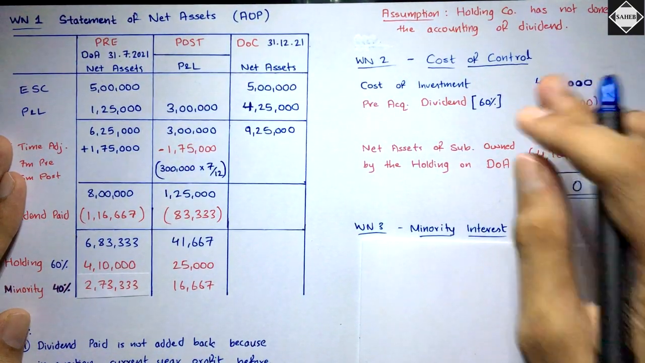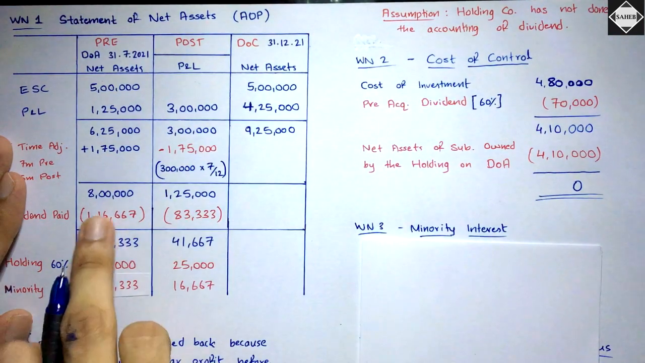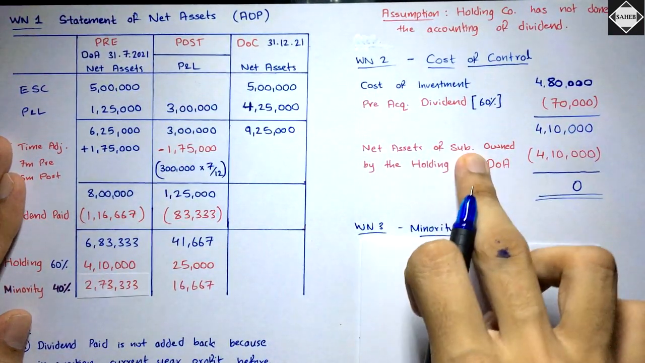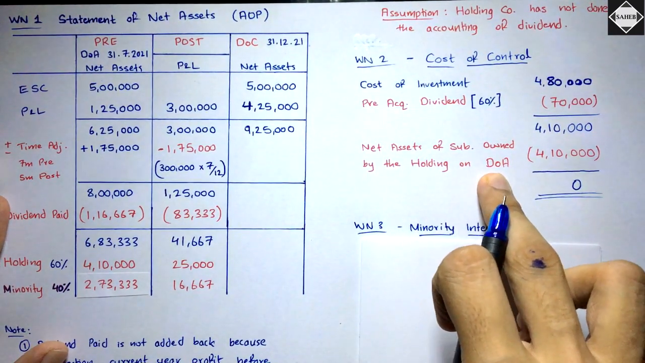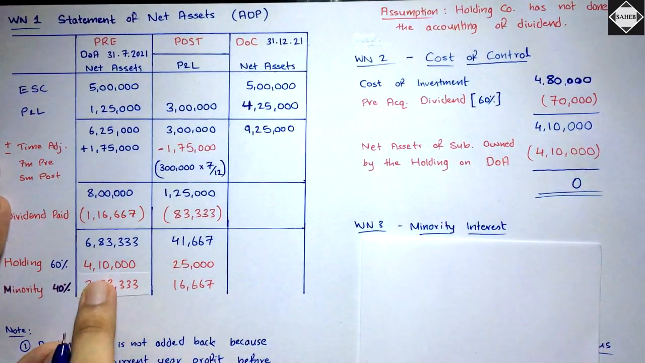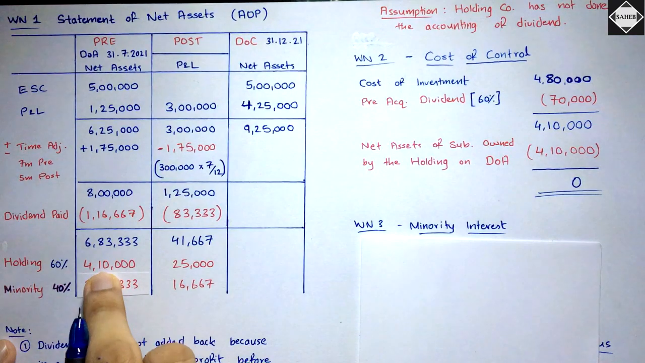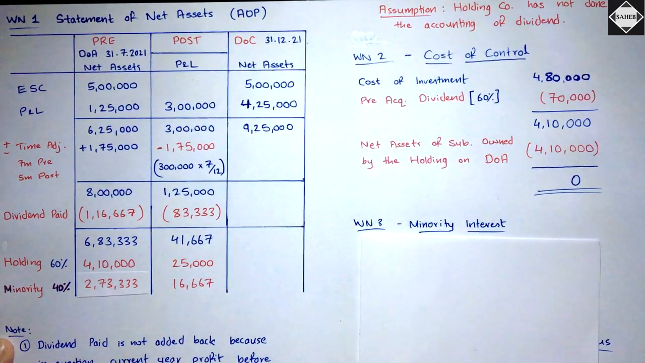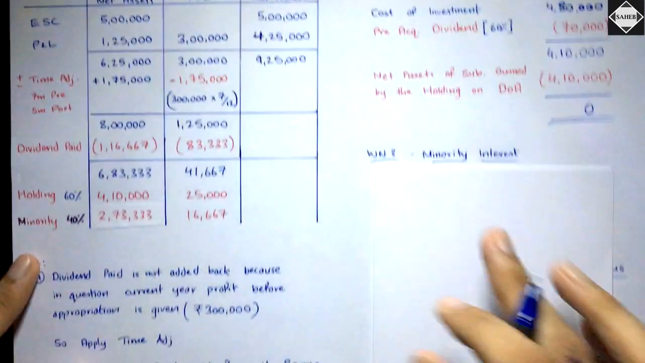It's very simple. You don't have to go back and see in the question. Directly take 60% from here. For 4,10,000, and then net asset of subsidiary owned by the holding company on date of acquisition, you will have it over here, 4,10,000. You see how simple this is? Minus 4,10,000, this is 0. No goodwill, no capital reserve. Clear? Yes. Then let's see minority interest.